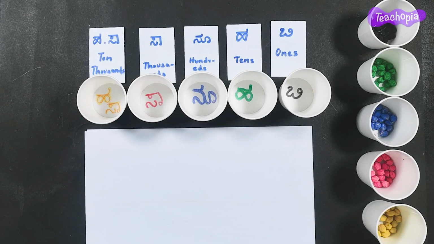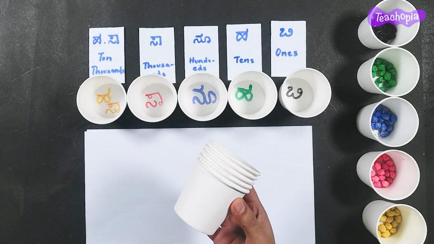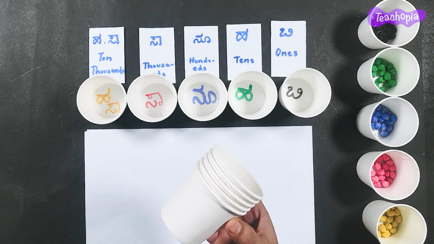Today, we shall learn how to do addition using an activity. For this, we need some paper cups. Instead of paper cups, we can also use water glass or small bowls.